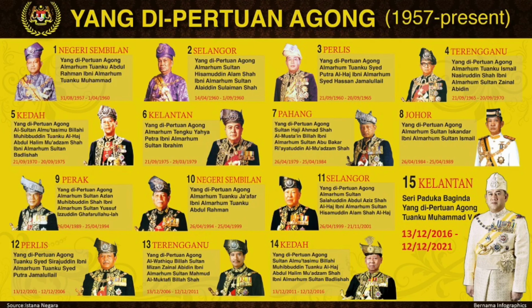I will talk about the role of the Agong, or Yang di-Pertuan Agong. The Yang di-Pertuan Agong has a role in three main branches of the government, which are executive, legislative, and judiciary. In the executive branch, His Majesty has the power to accept or to refuse the Prime Minister's request to dissolve Parliament. His Majesty is also the Commander-in-Chief of the Armed Forces and Head of the Islamic religion in Malaysia.